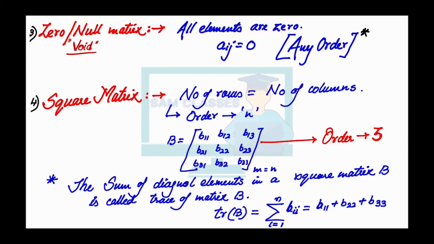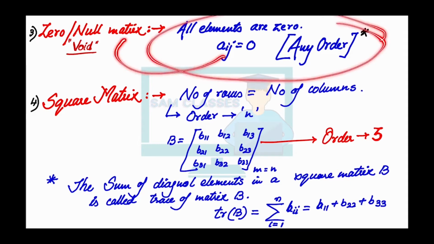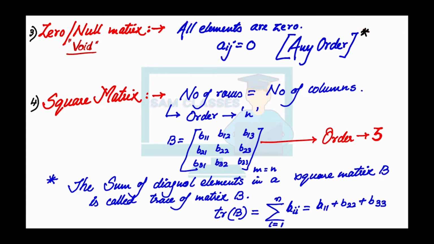Now a lot of students have a confusion. Sir, what if a few more elements are 0 but not all of them? Then it is not a 0 matrix. All the elements a_ij are equal to 0. Any order, students, doesn't matter. 3 cross 4, 4 cross 3, whatever order, doesn't matter. If all the elements are 0, directly we can say it is a 0 / null / void matrix.